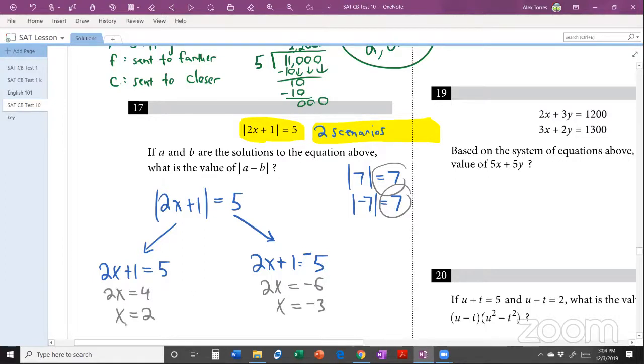So they're saying A and B are the solutions, and they're not specifying which. So we'll say A equals 2, B equals negative 3. And what's the absolute value of A minus B? That's the absolute value of 2 minus negative 3. And that's the absolute value of 2 plus 3, which is 5. And the absolute value of 5 is just 5. So the answer to number 17 is 5.